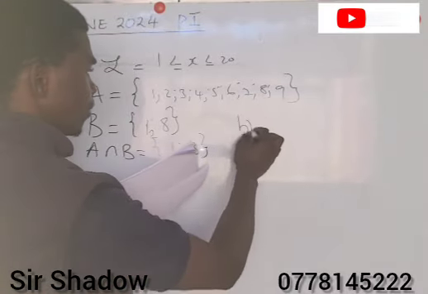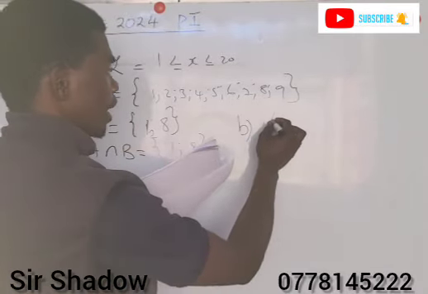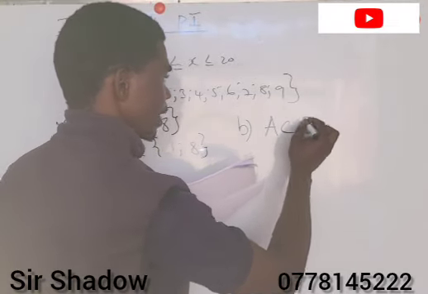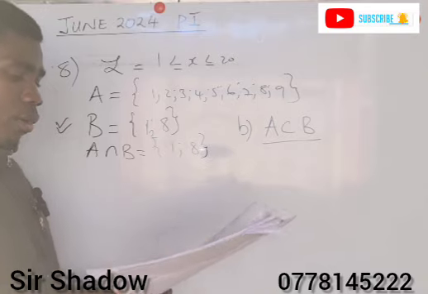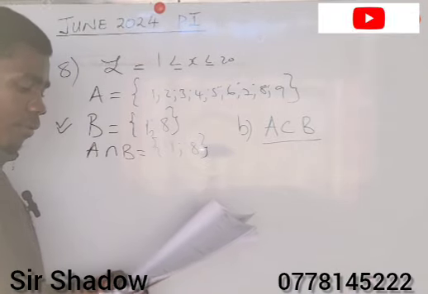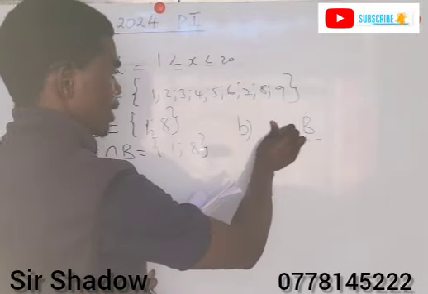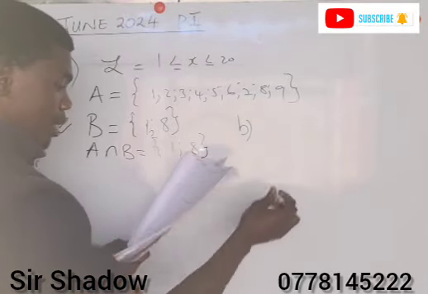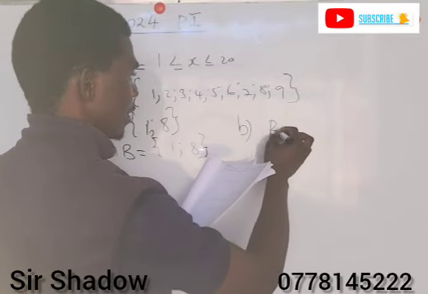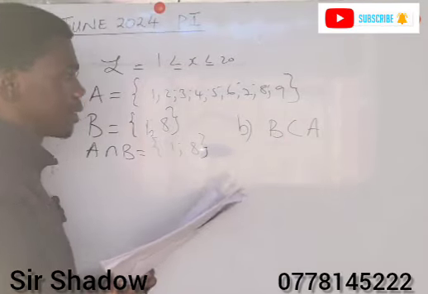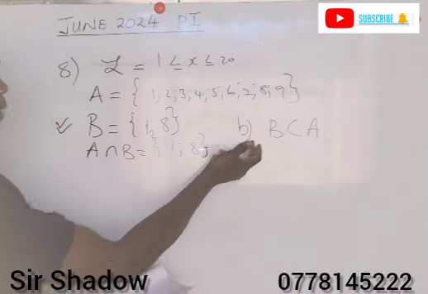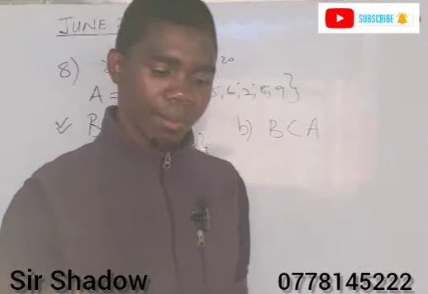Their relationship, since they intersect, is that B is a subset of A. We are saying B is a subset of A, not A of B. Since all elements in B are found in A, B is a subset of A.